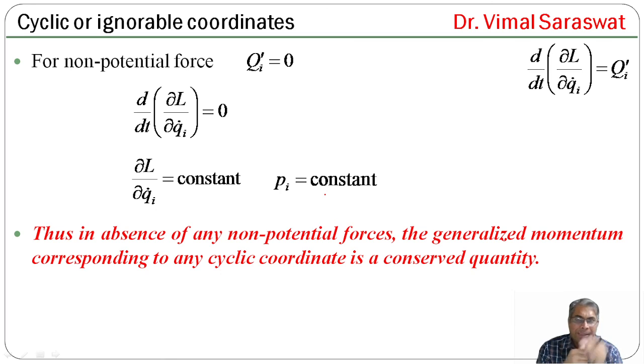Thus, in absence of any non-potential forces, the generalized momentum corresponding to any cyclic coordinate is a conserved quantity, because here Pi is constant or it does not change. It means it is conserved.